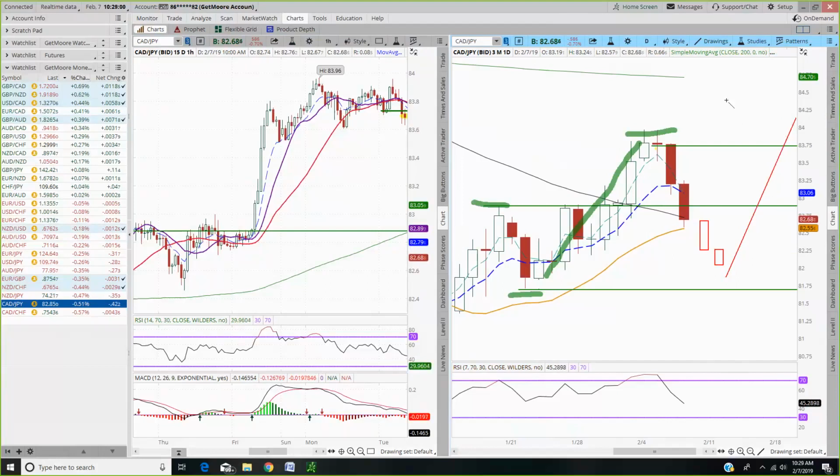But guess what? Wouldn't it be nice for you to enter also up here and catch this down move as well? Why not catch the move going up, catch the move going down, and then catch the move back up? What's wrong with that? 300 pips, 300 pips, 300 pips. What's wrong with that? Pretty good.